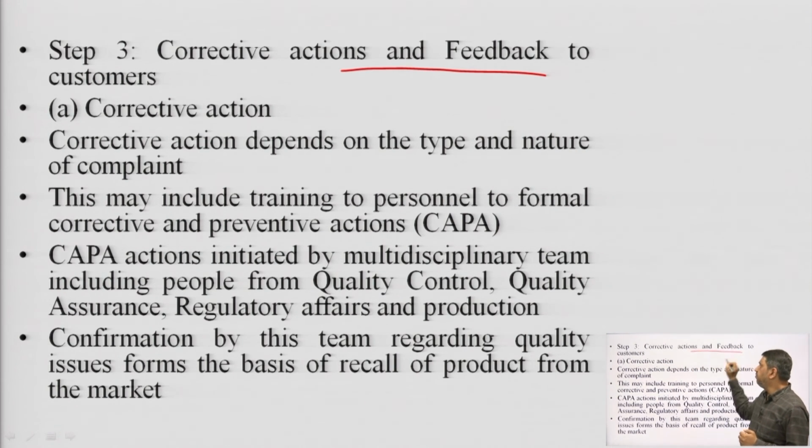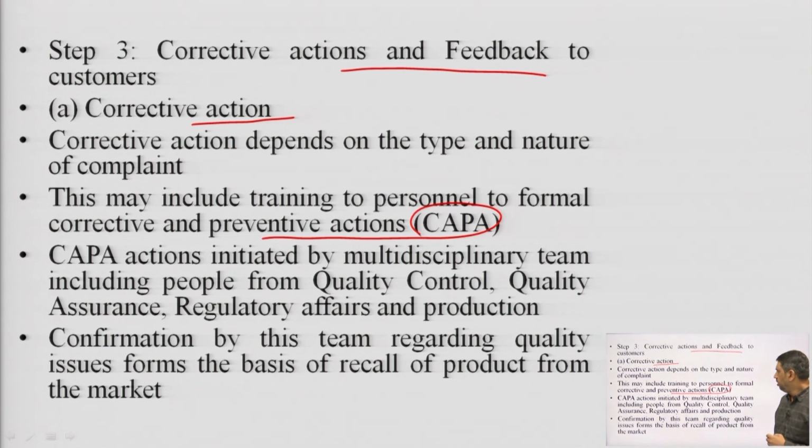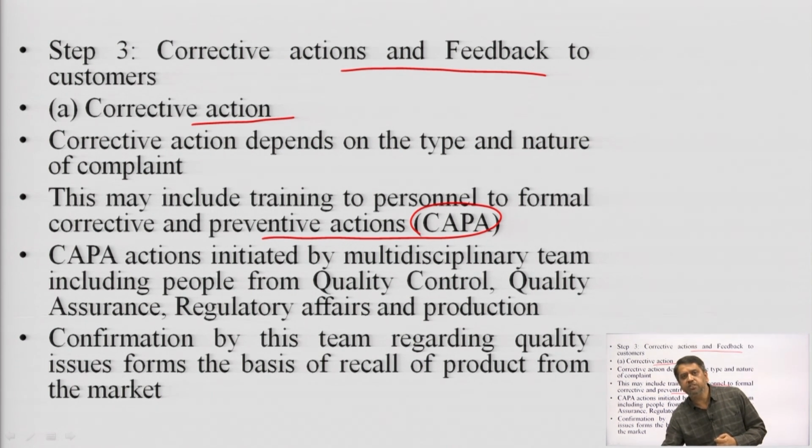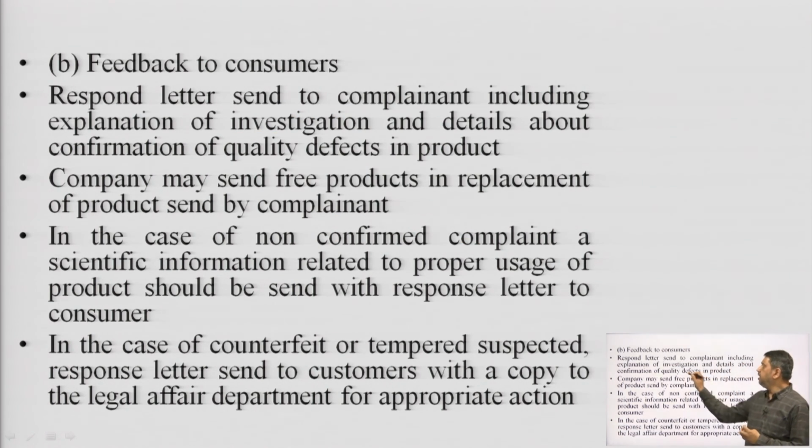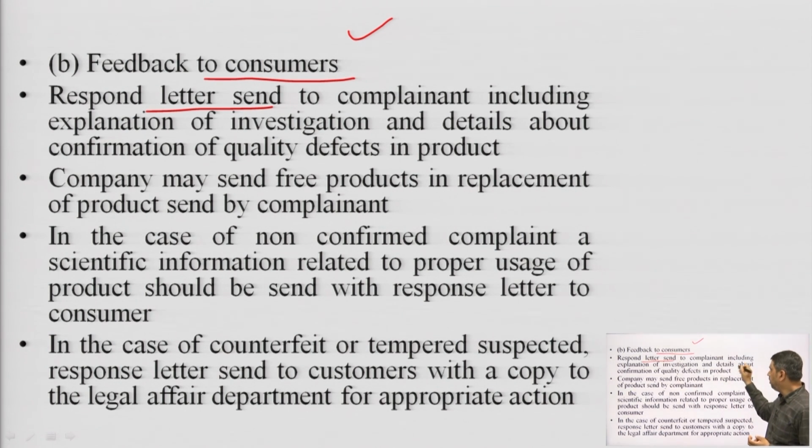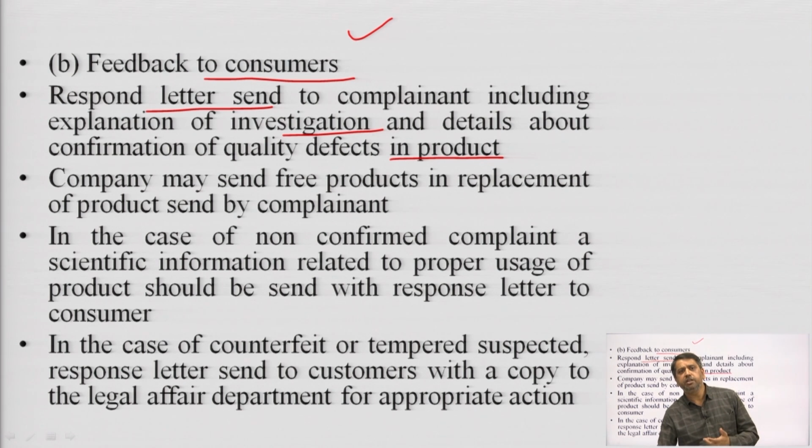Next thing is the corrective actions and the feedback to customers. The corrective actions are taken if the quality complaint is correct, then corrective and preventive actions are initiated, so that this should not arise in future batches. Quality control, quality assurance, and production personnel are all included in a team, and this CAPA is initiated. Then the feedback to the customers is also important, and response letters are issued related to the explanation of the investigation and details of the confirmation of any quality defect. And in some cases the product is also replaced.